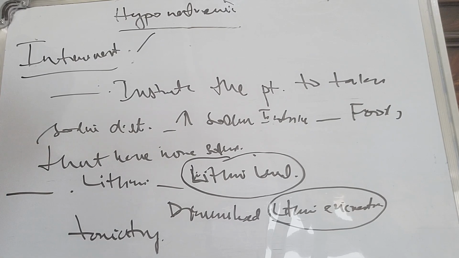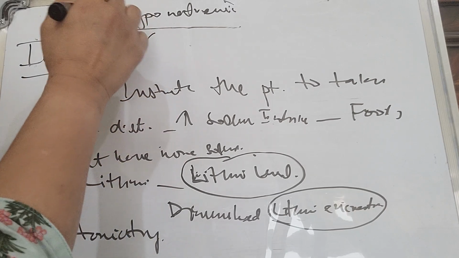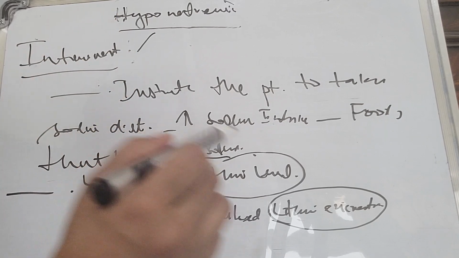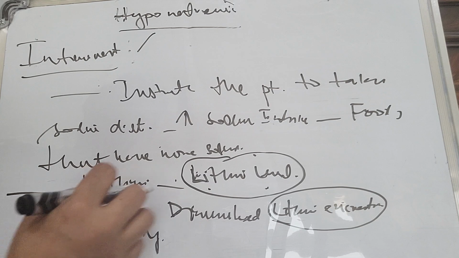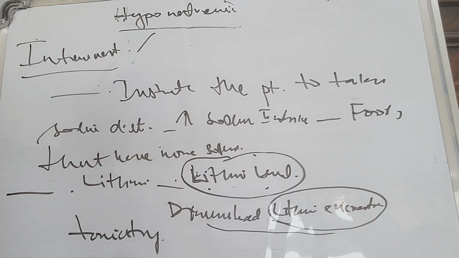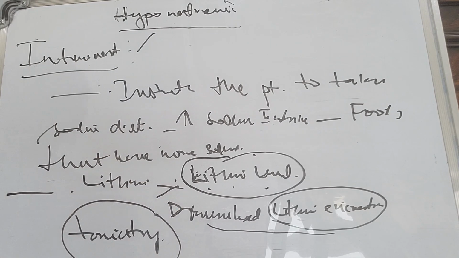So hyponatremia precipitates lithium toxicity in a client who is taking this medication. If a patient has hyponatremia and is taking lithium medication, we always check the lithium level, because in hyponatremia the lithium will not leave the body, it will stay in the body and toxicity can happen. So we should check and monitor the lithium level properly.